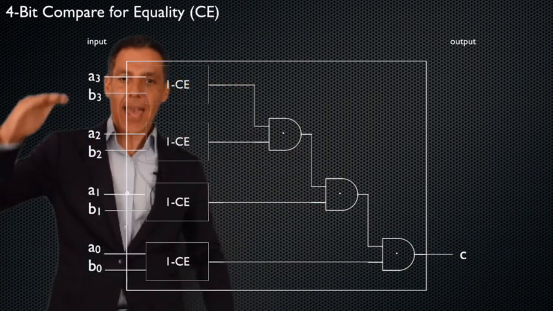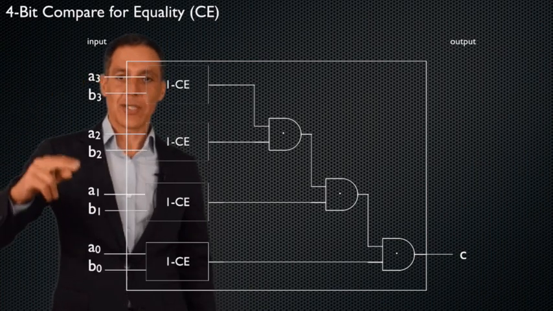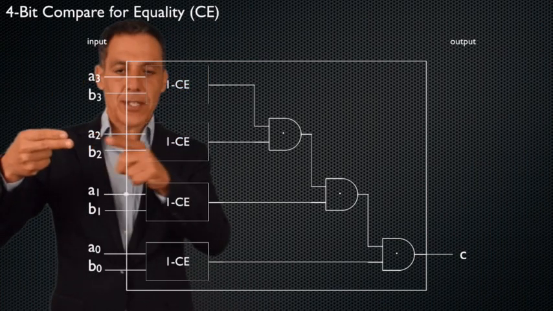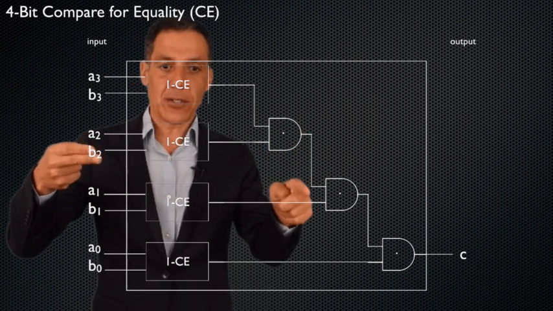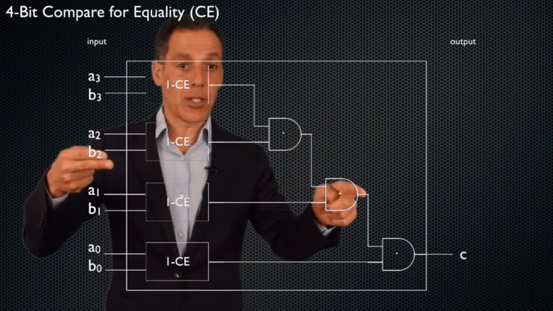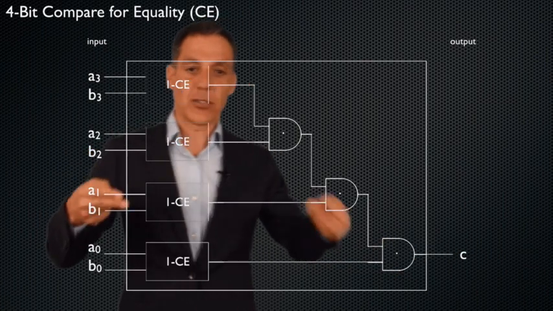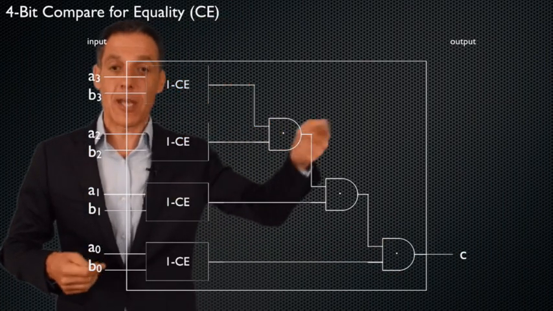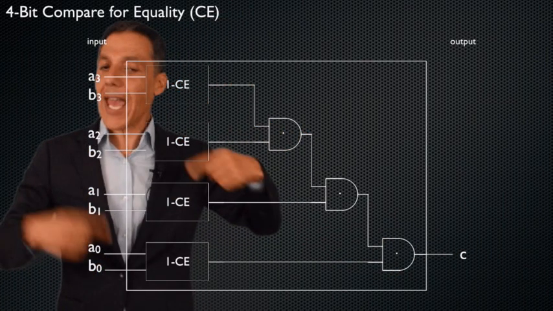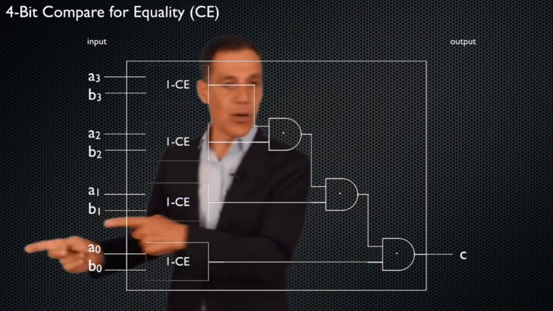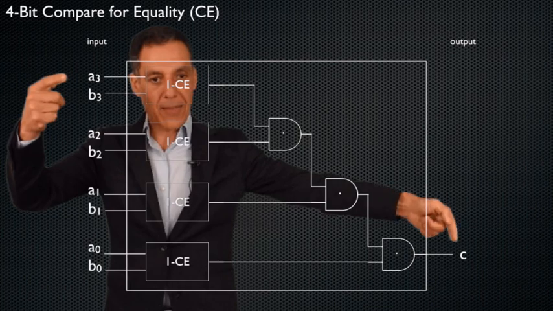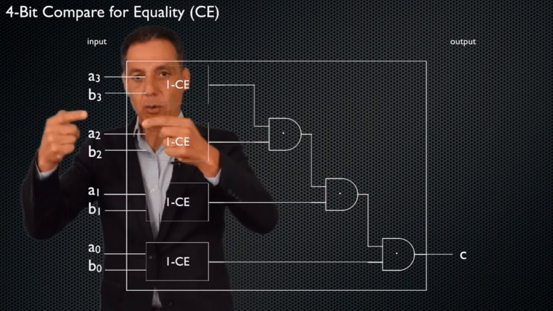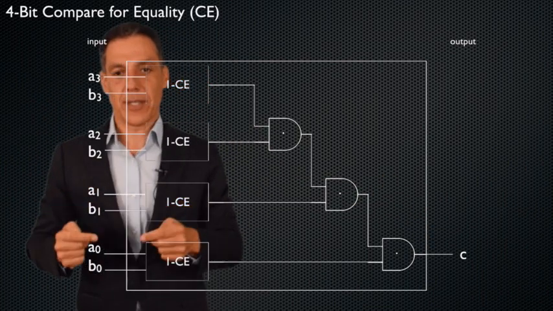And notice if any one of these are not equal. So let's say these are not equal. Well, then a 0 comes into this AND gate. And that means a 0 comes out of here. And if a 0 comes out of here, a 0 comes out of here, and a 0 comes out of here. So once one of these AND gates flips, any of them, because one of the bits is not equal, we get 0 on the output. And the only way we get a 1 on the output here is if these are equal, and these are equal, and these are equal, and these are equal.